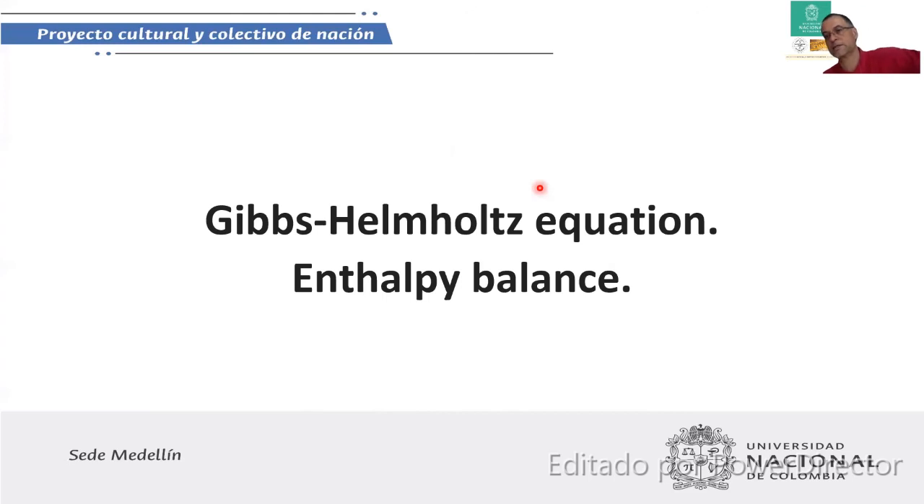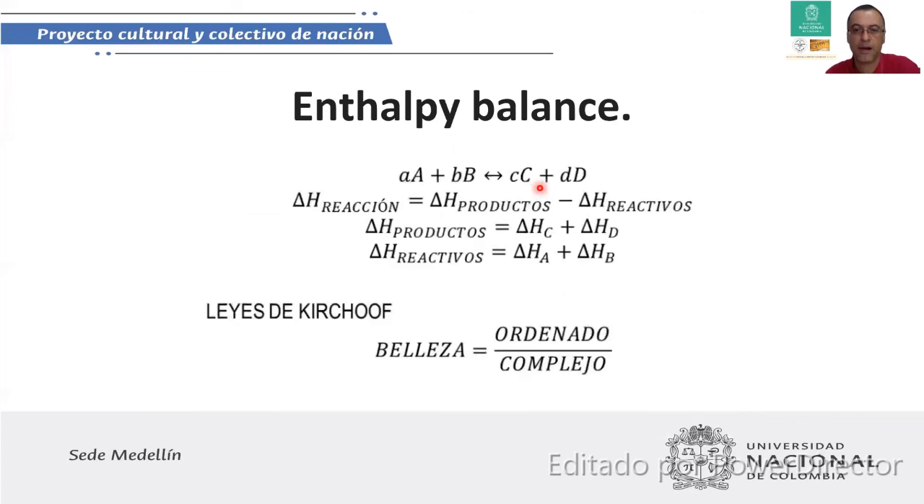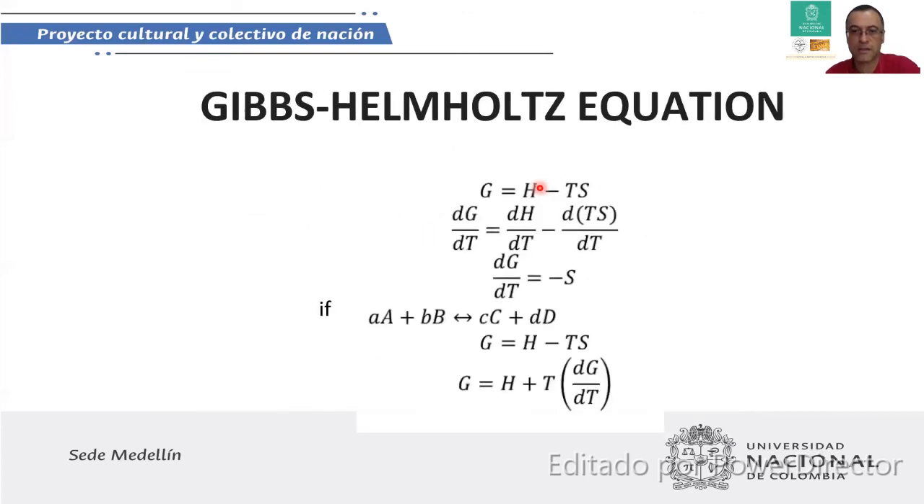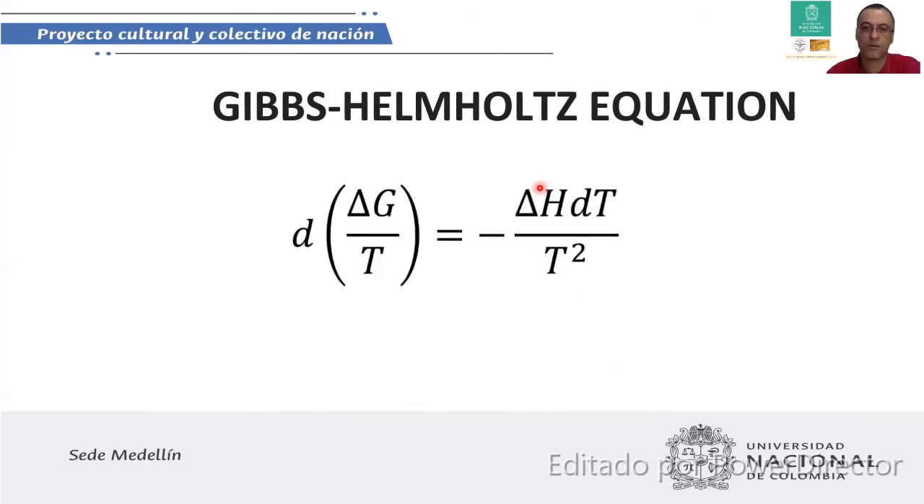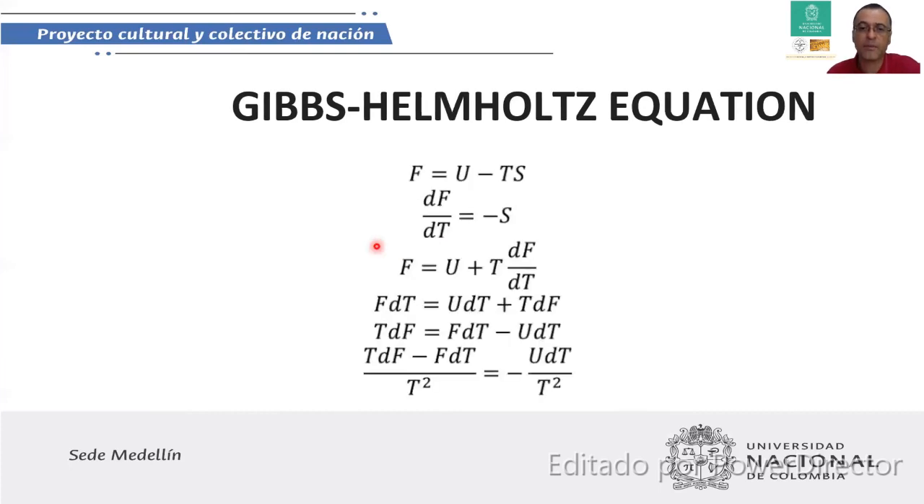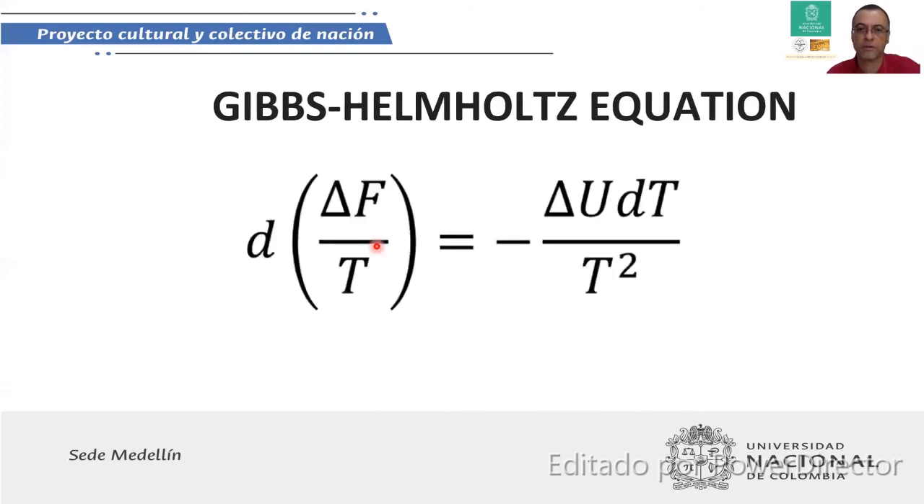Okay, and there are some different equations that are important to present. The Gibbs-Helmholtz equation makes enthalpy balances in the reactions. The Gibbs-Helmholtz equation is important to define. I'm going to present that. This is the most important equation, a very important equation in metallurgy. And it could be presented in terms of Gibbs or in terms of Helmholtz. Okay, and this is the other way to present it.